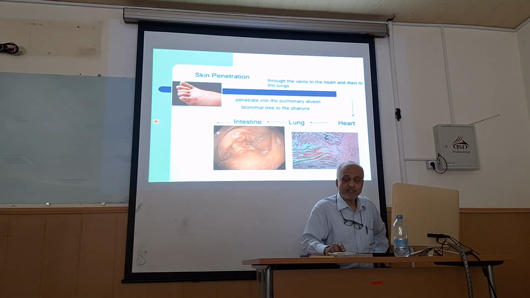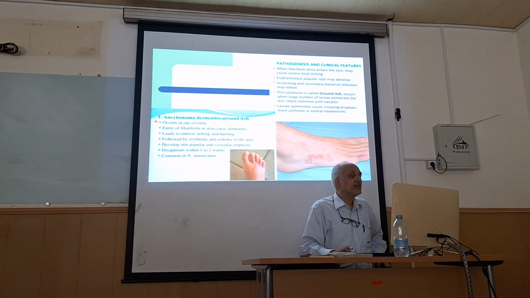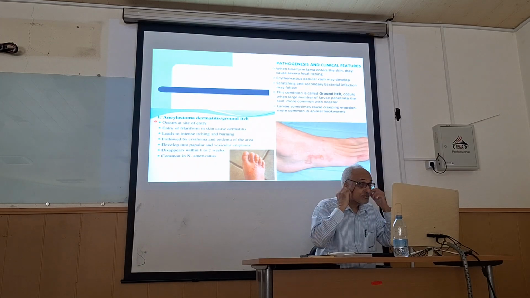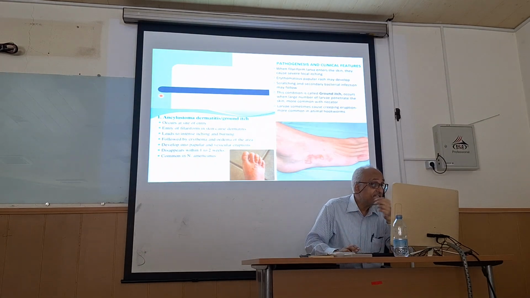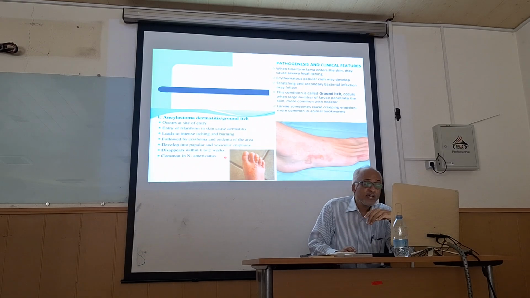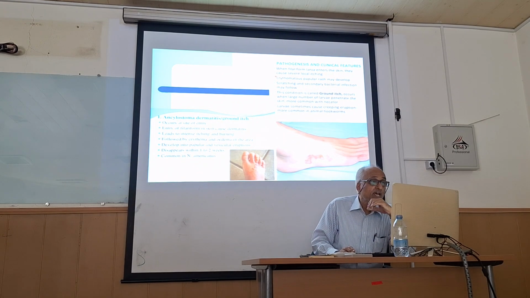I described it, okay? And then you can see Ancylostoma duodenale, Ancylostoma dermatitis or ground itch, occurs at the site of entry of filariform larvae in the skin and causes dermatitis, and it is common as well for Necator americanus.